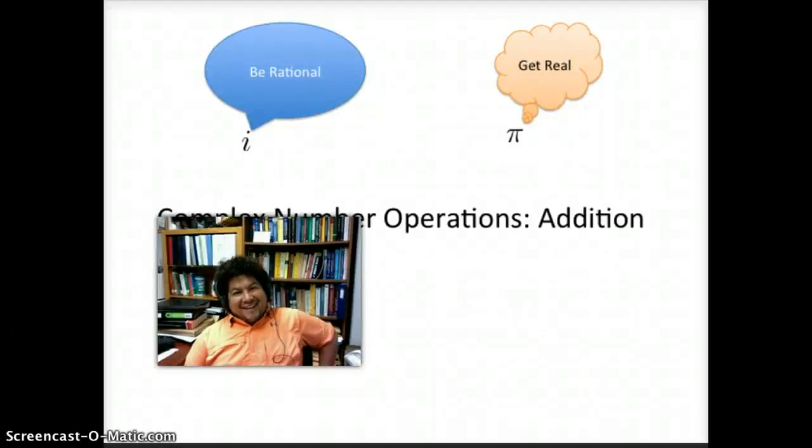Hello. Perhaps the most basic operation that one can define between elements of a set is addition. So we are going to visit one simple example of adding two complex numbers to see what that looks like.